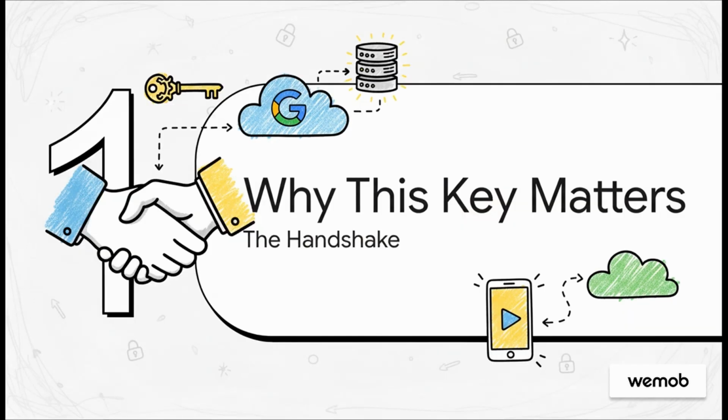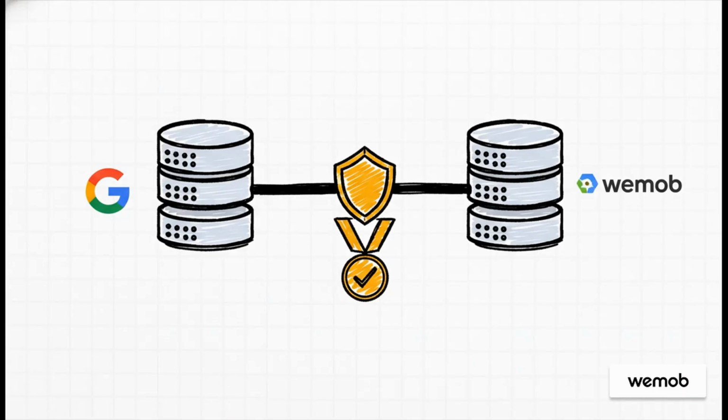Okay, let's start with the why. This isn't just some random technical hoop you have to jump through. I want you to think of this process as creating the official, super secure handshake between your Google Play account and the Wemob platform. What you're doing is creating a secure, direct link between Google servers and Wemob servers. This is the gold standard. It's what Google recommends because it's automated, it's secure, and most importantly, it means you never, ever have to share your personal login details with anyone.